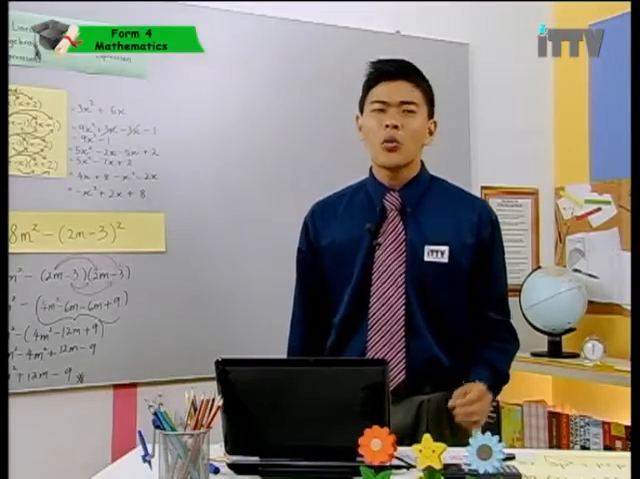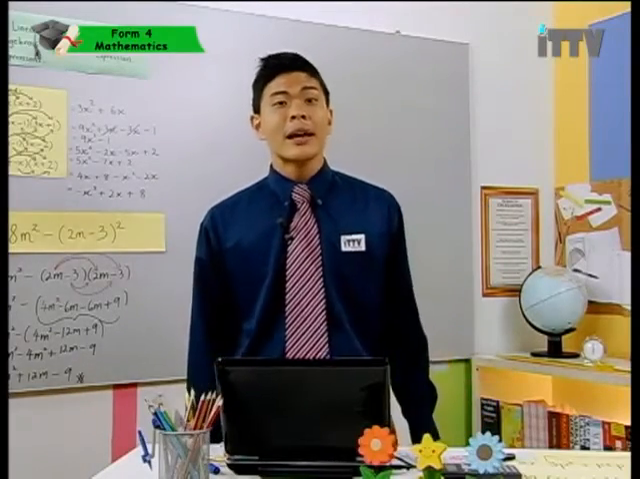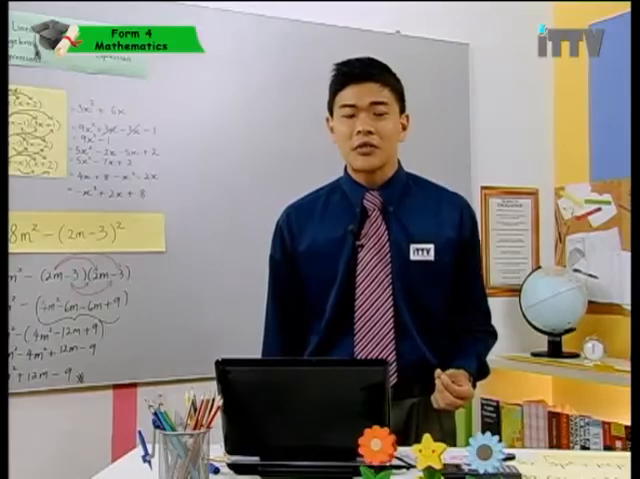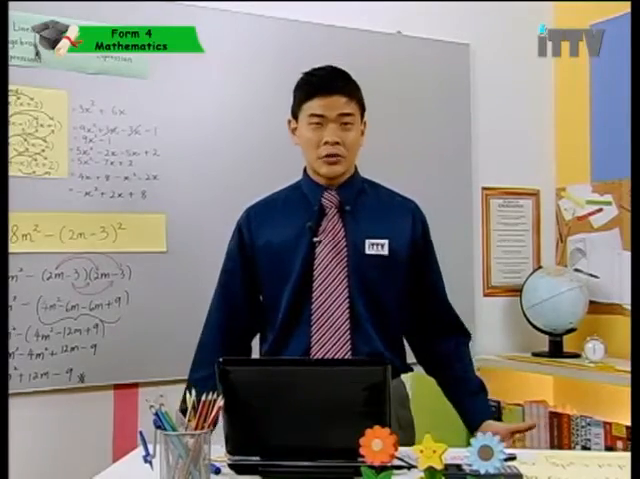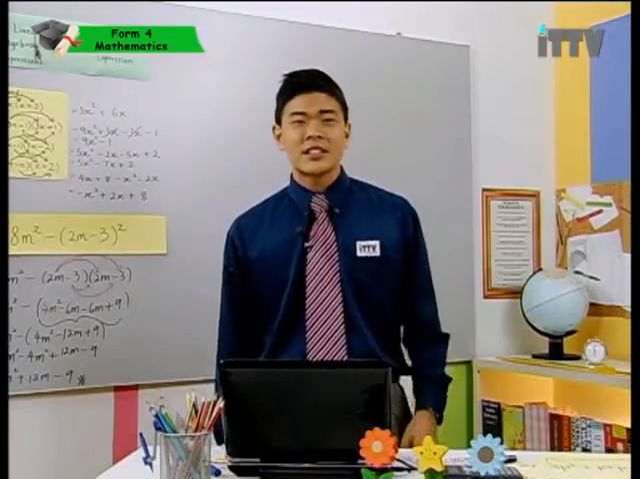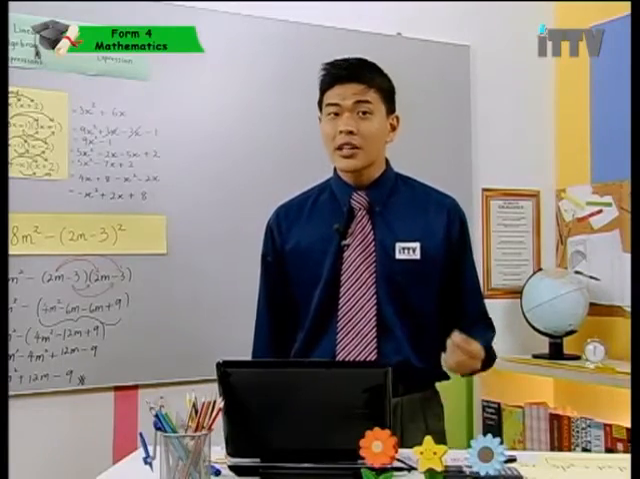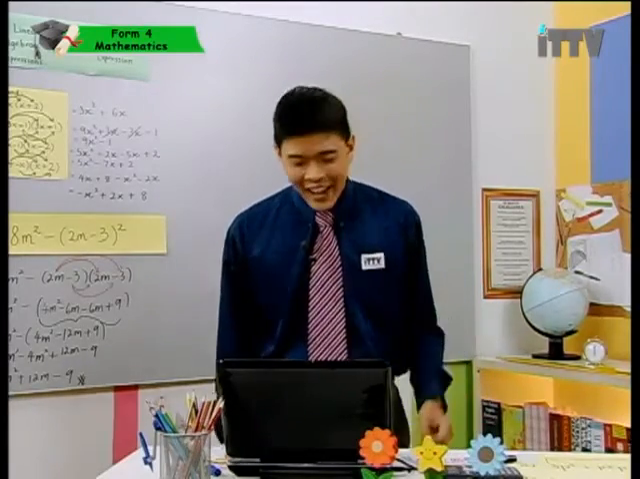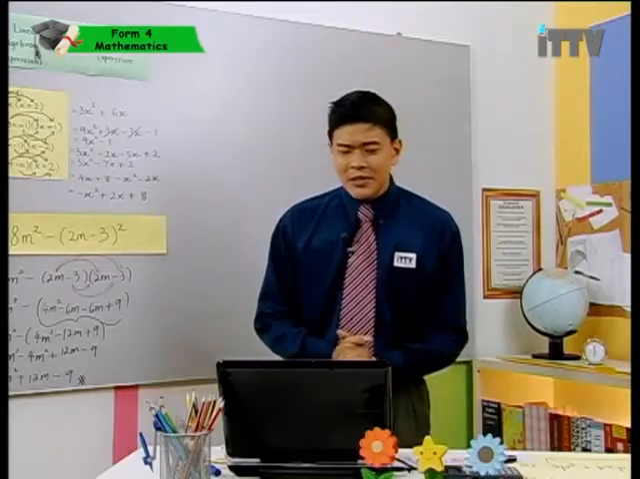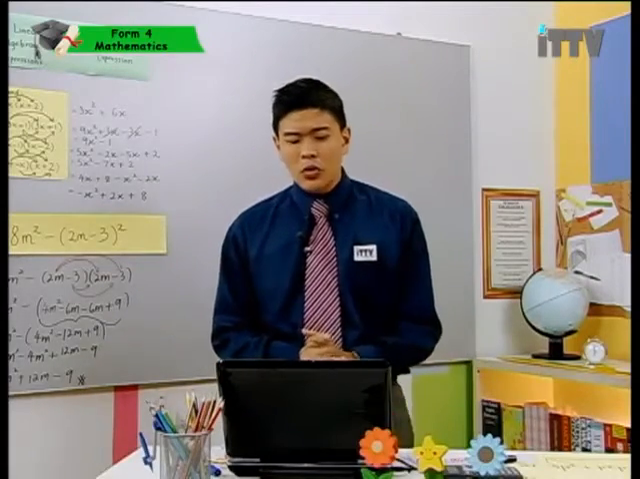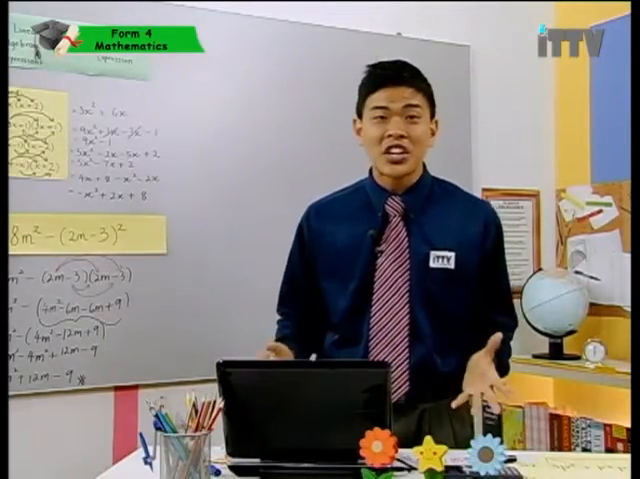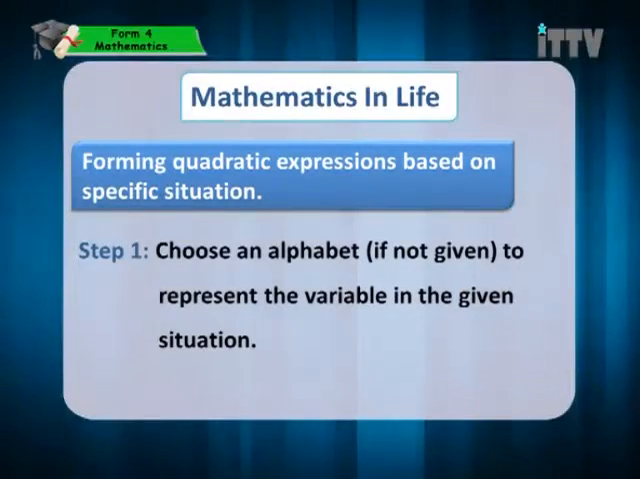An unknown is always represented by the variable x, and once variable x is involved, it has to do with algebra. And if the variable x has a degree of 2, it is a quadratic expression already. Alright, so now, what are the steps that are needed for us to form quadratic expressions based on specific situations?